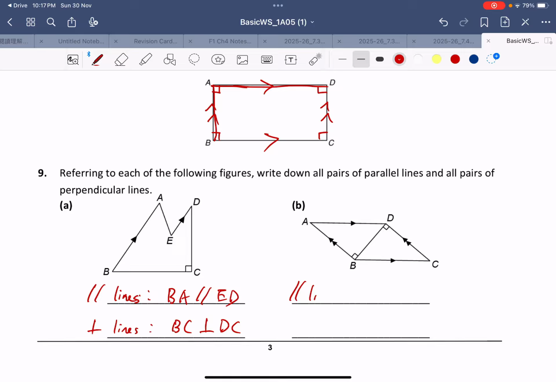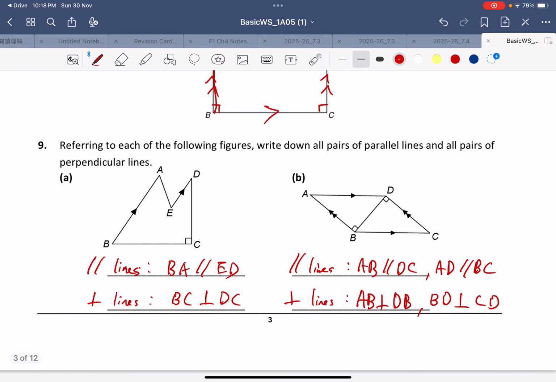Okay, again, parallel lines. We have two pairs, AB parallel DC, and also AD parallel to BC. Perpendicular lines, we have AB perpendicular to DB, and also BD perpendicular to CD. Something like this. Simple.